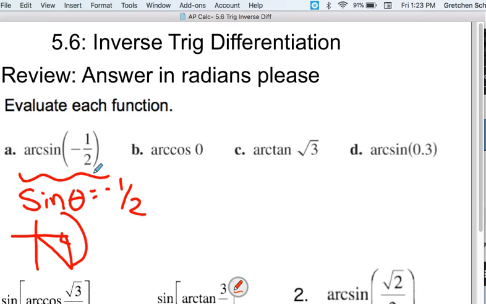Using trig, what does sine stand for? Opposite over hypotenuse. So what kind of triangle is this? It's a 30-60. So what angle is right there? 30, so in radians, π/6. And since it's down, -π/6.